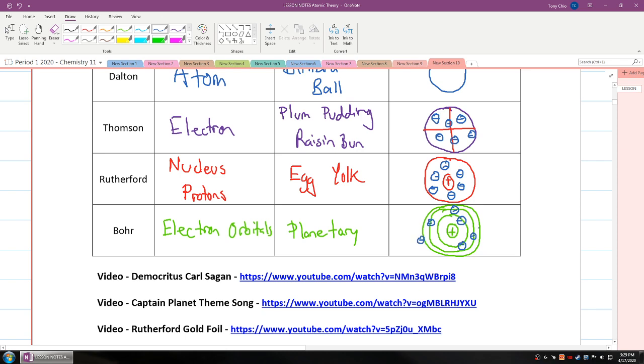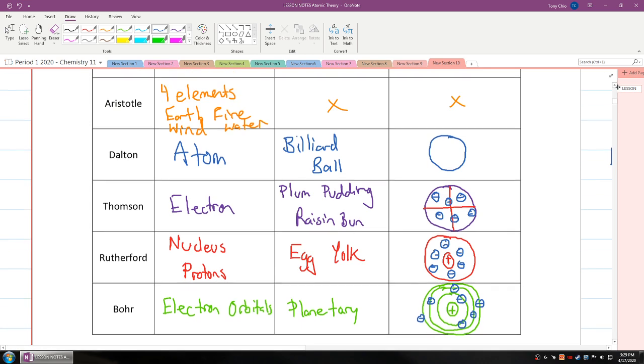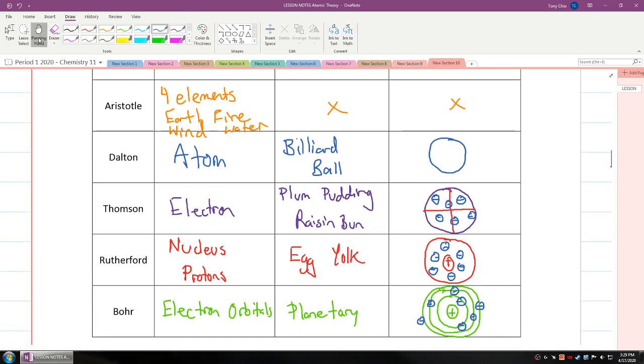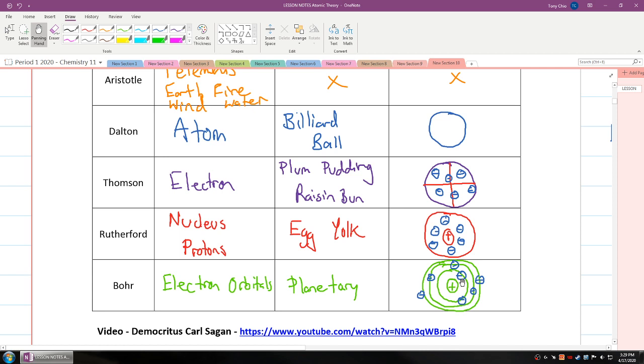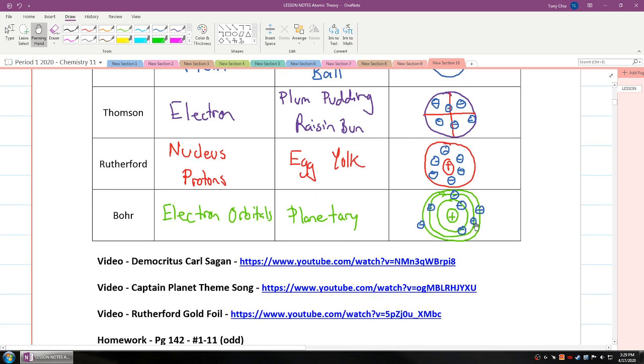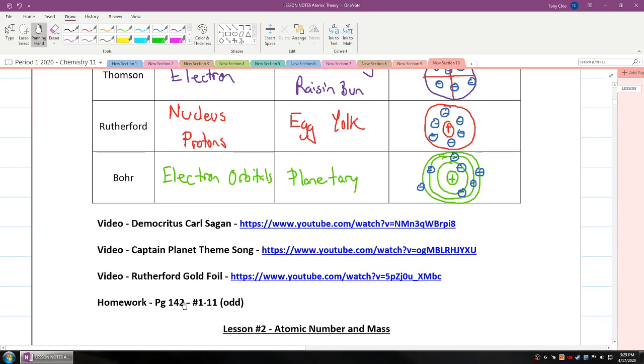So if you notice, each of these models built upon each other. You had Dalton, which was just a plain solid sphere. You had Thomson, which now started adding charges. You had Rutherford, which now talked about the nucleus, and then lastly you have Bohr, which is now what you're talking about, electron orbitals. So these models are great ways to explain the atom. Now how we think of the atom nowadays is actually a bit different, and that's actually coming up soon in this unit. Your homework for this section is page 142, number 1 to 11 odds.